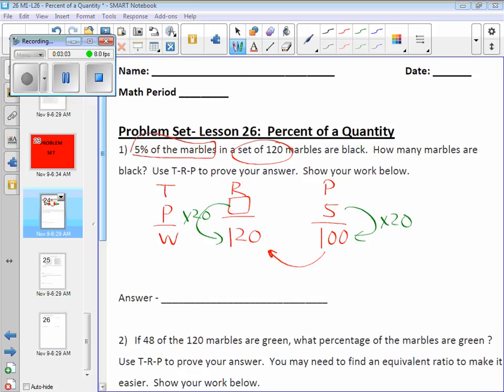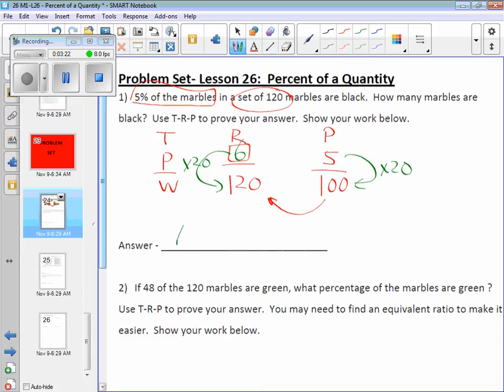Anyway, what times 20 makes 120? Okay. It's a puzzle. You got to assemble the pieces to find the missing piece. And I do want you to be in the habit of answering in a complete sentence, so you know what it is that you're trying to find.